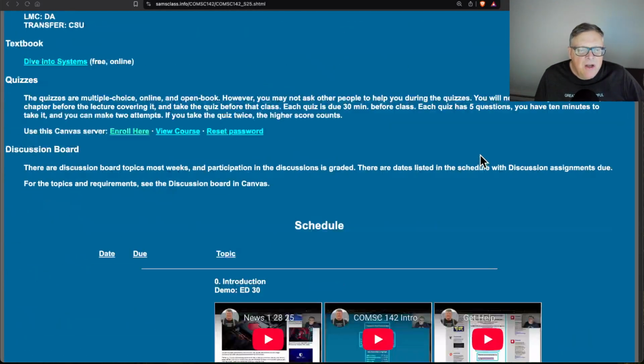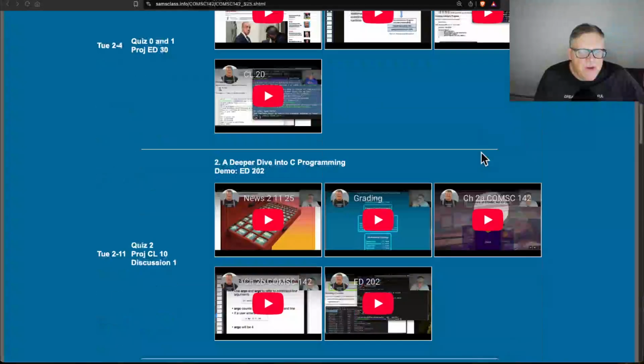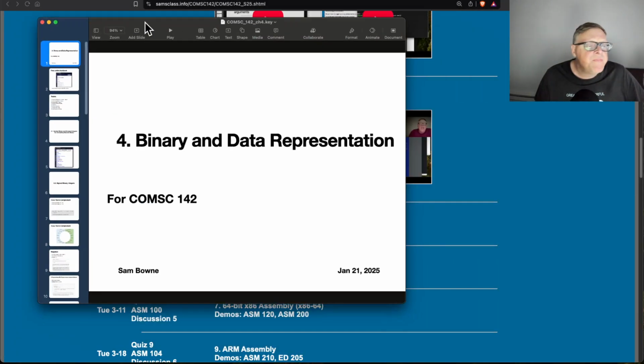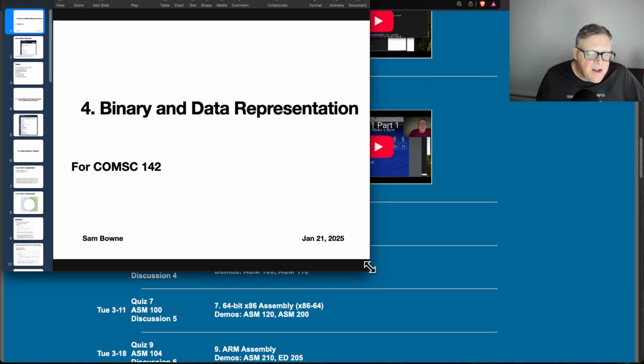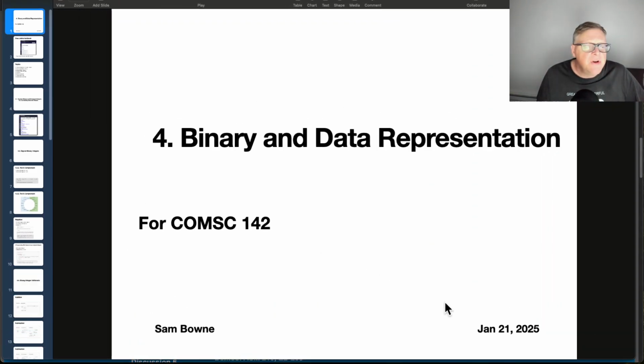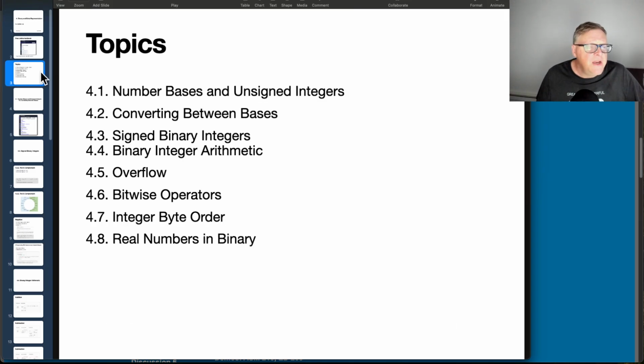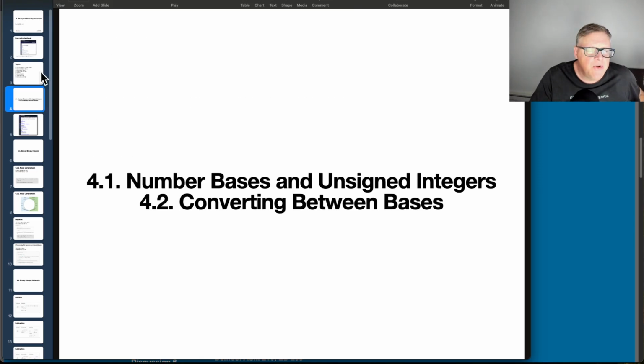So here we are. This is the assembly language course, and today we're going to go through binary and data representation. So let's start with that. I've got some slides from this chapter as usual. Just put them there, that should work. Okay, so we're going to talk about number bases and unsigned integers and some bitwise operations here.